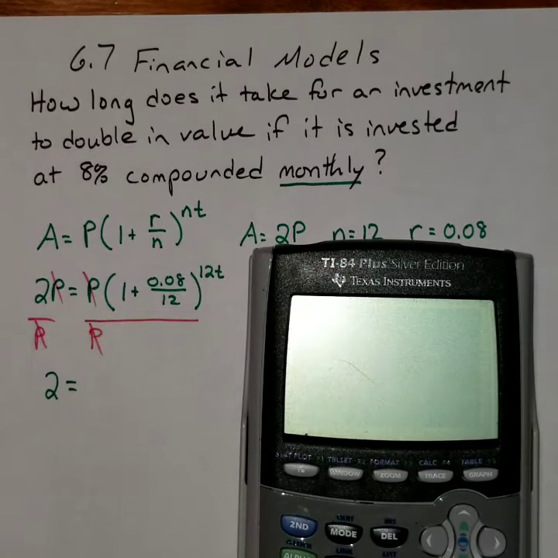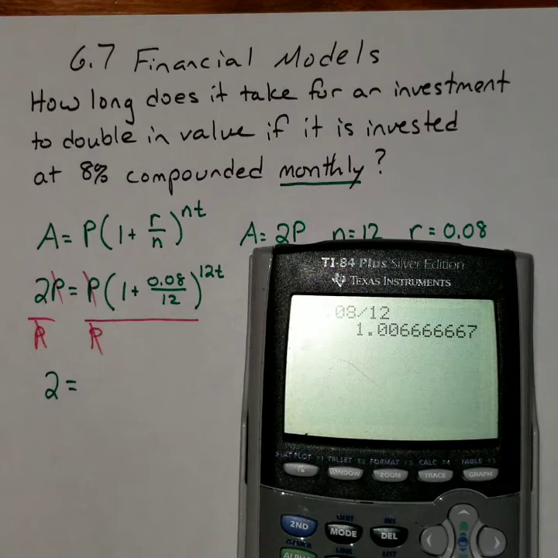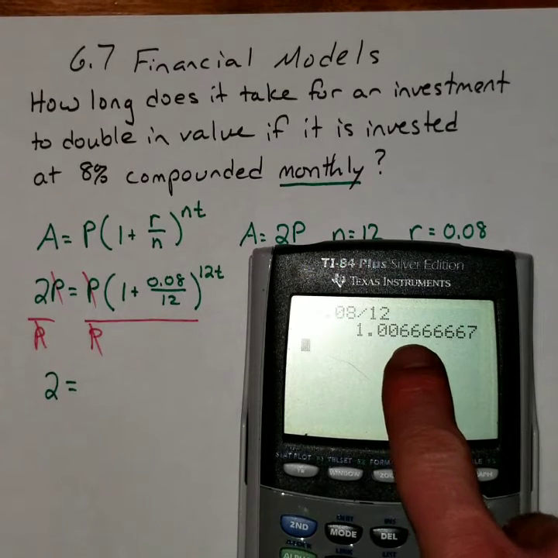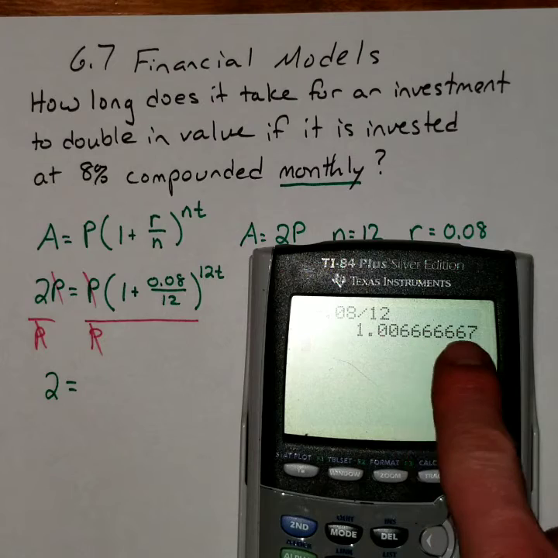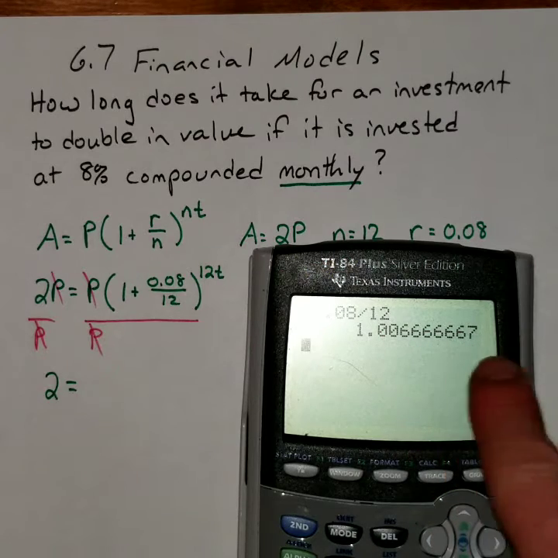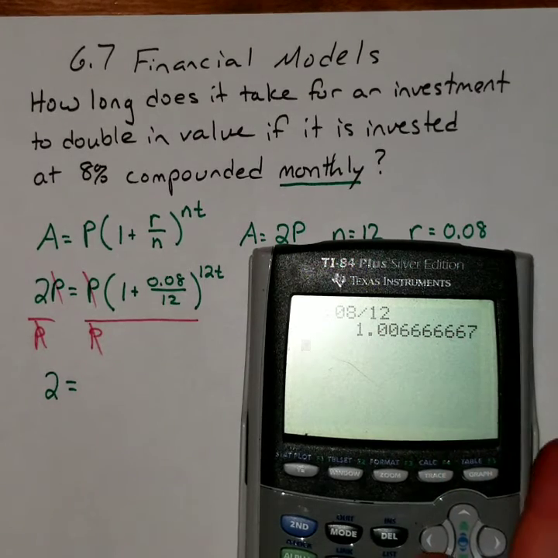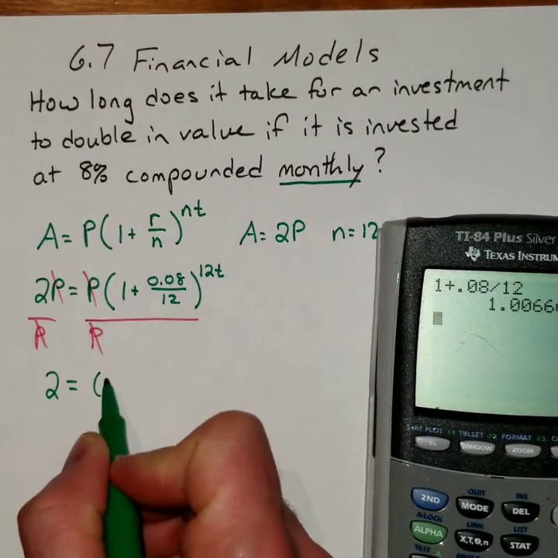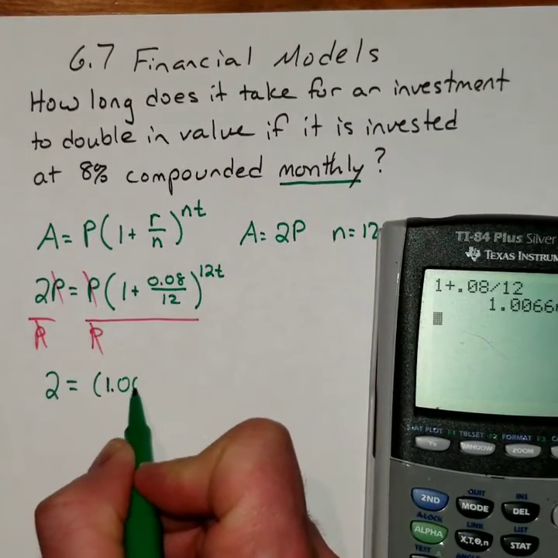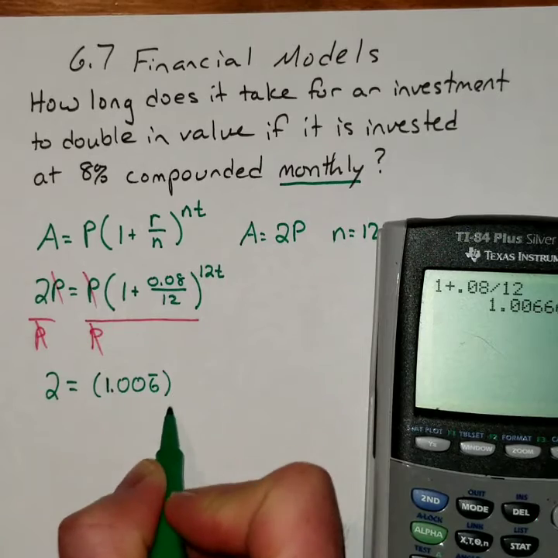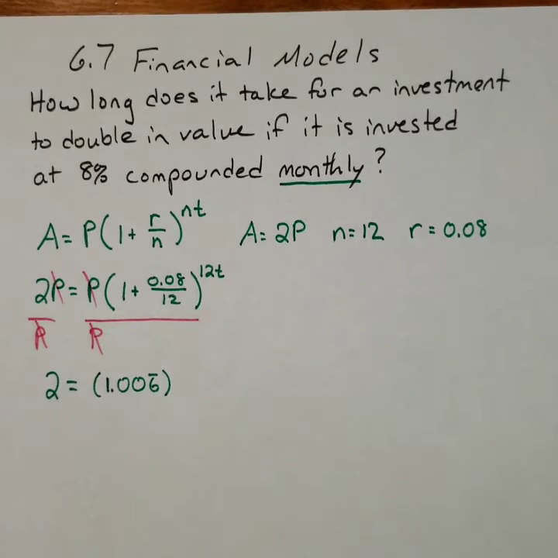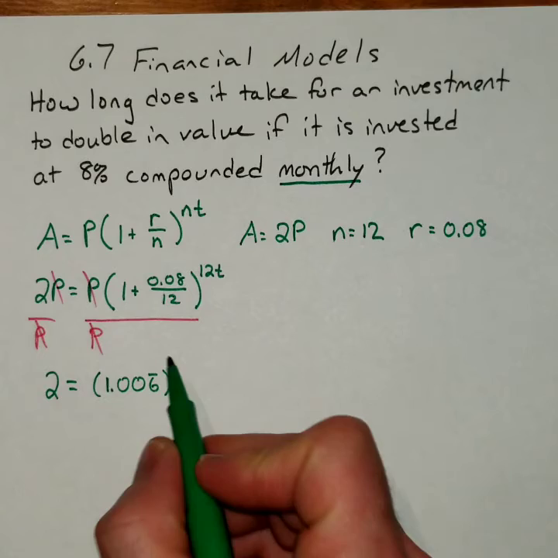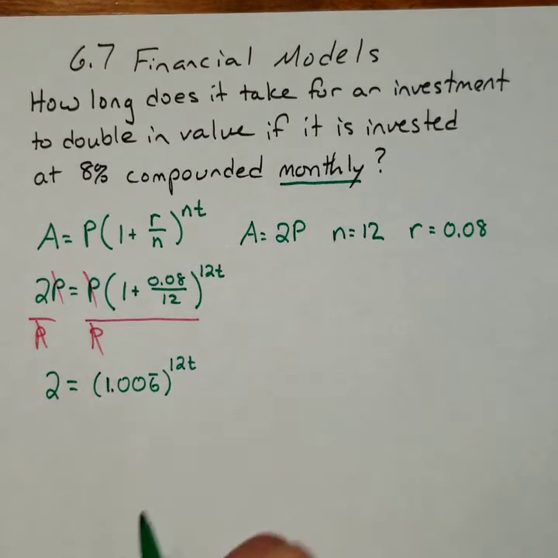It is 1 plus 0.08 over 12. And that is 1.00 with a 6 that repeats. That 7 is really a 6 repeating. They're rounding off there. So I'm going to go ahead and just write it as 1.006 with a bar over the 6. Then I know it's repeating. And then I've got a 12t power.